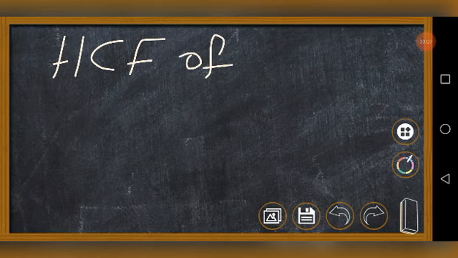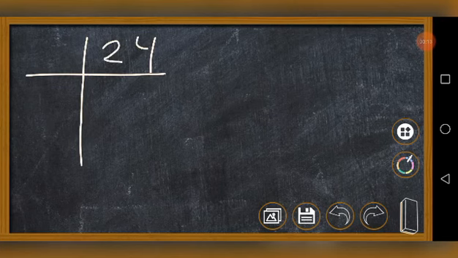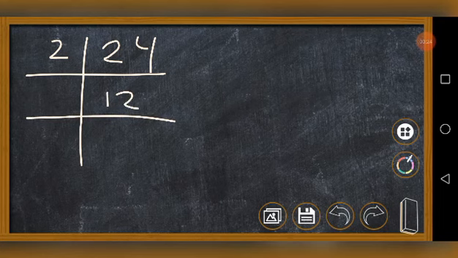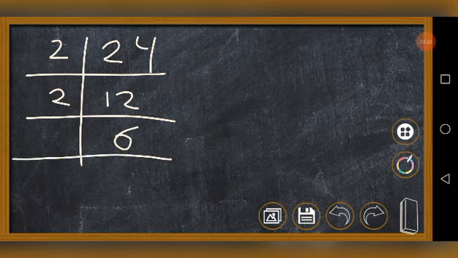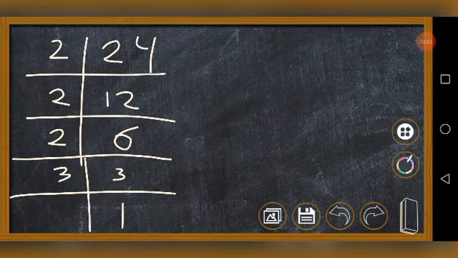Now take another example. The HCF of the two numbers 24 and 30. So I will find the prime factorization for each number by using the division method. 24 can be divided by 2. 24 over 2 equals 12. 12 can be divided by 2. 12 over 2 equals 6. 6 can be divided by 2. 6 over 2 equals 3. And 3 is a prime number, divisible only by itself.